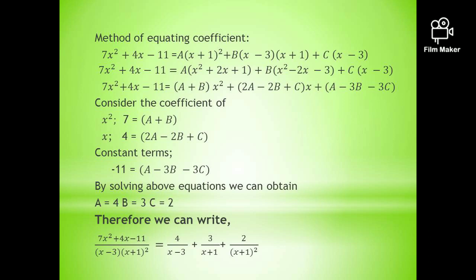Therefore we can write 7x squared plus 4x minus 11 over x minus 3 into x plus 1 squared equals 4 over x minus 3 plus 3 over x plus 1 plus 2 over x plus 1 squared.